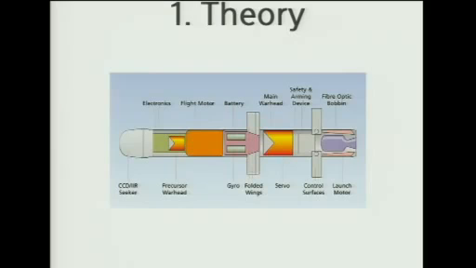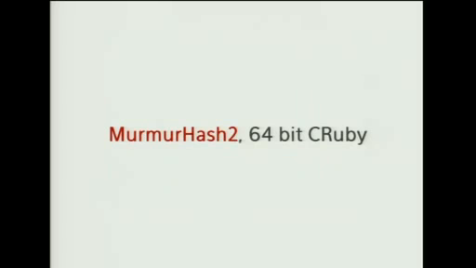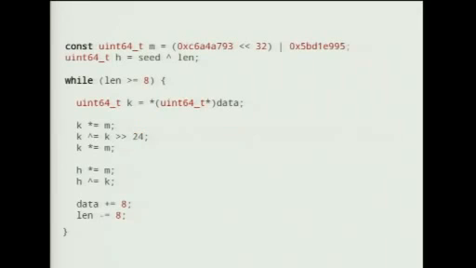So let's talk about the theory of this attack. As my example, I will use murmur-hash2 in a 64-bit version that's being used in CRuby. So this is the gist of the algorithm. You have this constant m up there, which is fixed. This is a magic value. Then there's h, which carries the state of the hash, and it's initialized by the seed and the length of the message to be hashed. And in this while loop is where most of the work happens. This is where all the individual message blocks will be processed.